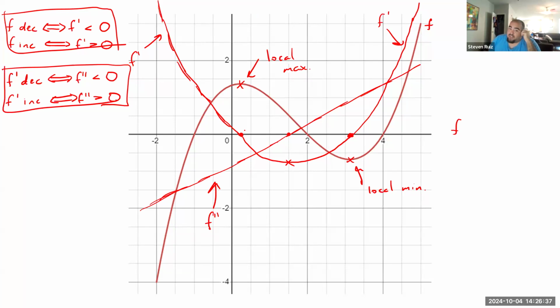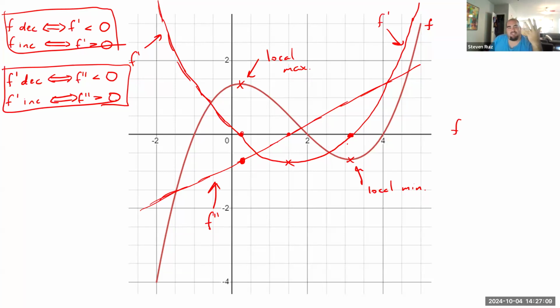How does the second derivative test work? Well, if you have a critical point and your second derivative is negative, that means you have a maximum. So look at our second derivative at that point. That also matches up. We have a critical point because our first derivative is 0, and our second derivative is less than 0, which means that we have a local maximum.